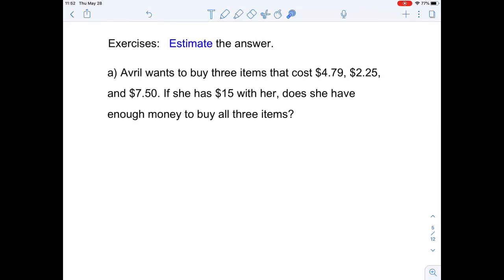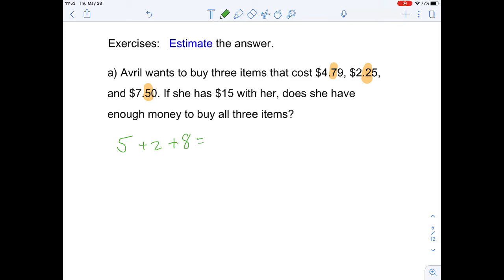Avril wants to buy 3 items that cost $4.79, $2.25, and $7.50. If she has $15 with her, does she have enough money to buy all 3? So this is kind of a real life situation where you might be in the store, you've only got $15 with you, you want to buy these 3. So you avoid an embarrassing situation where you show up at the cashier and then you realize you don't have enough. You could do a quick estimate in your head. So $4.79 is about $5. $2.25 is about $2. And $7.50, 5 or more, we're going to raise the score, is about $8.